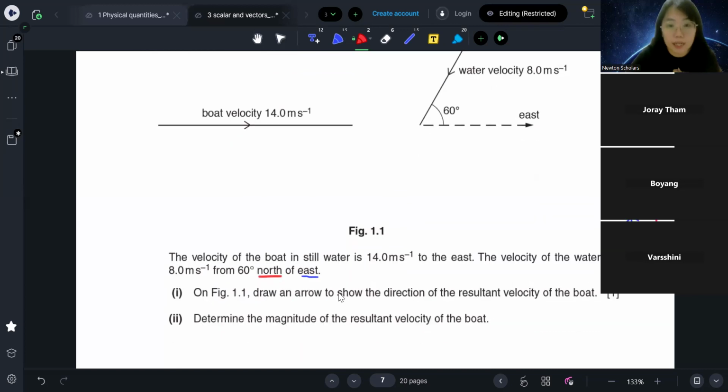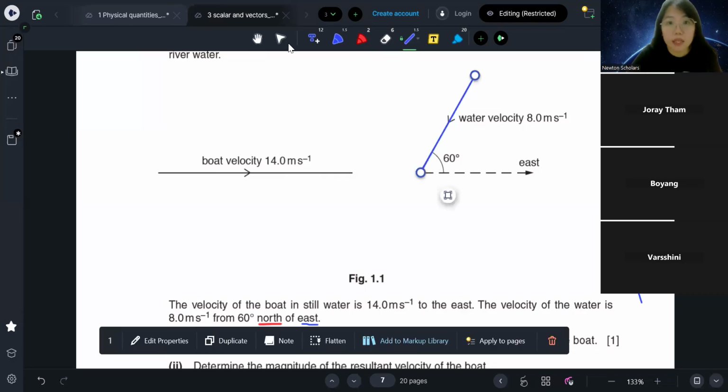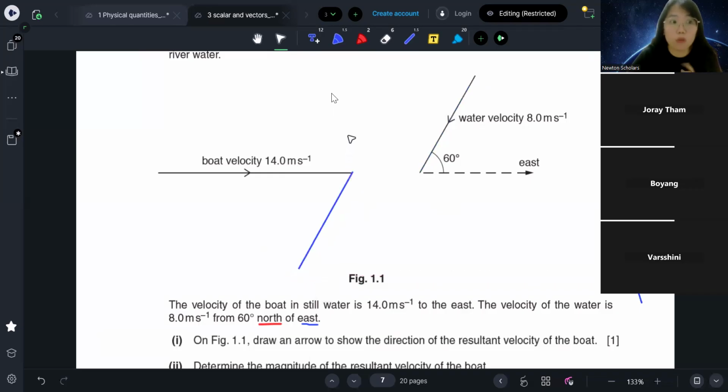Okay, so draw an arrow to show the direction of the resultant force. The easiest is the triangle of forces, okay? Triangle method. So we need the head to find the tail. So this one, I keep the 14 meter per second. This one, I move it and join here. So I will follow the rules of the triangle method. You see, head to another tail, okay?